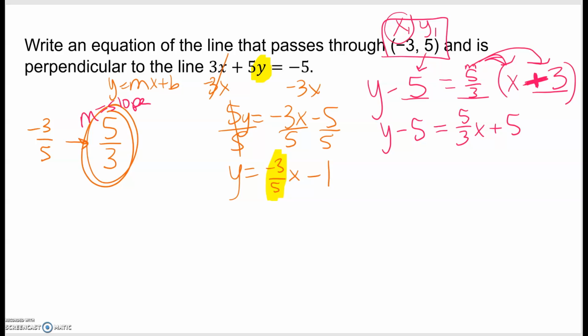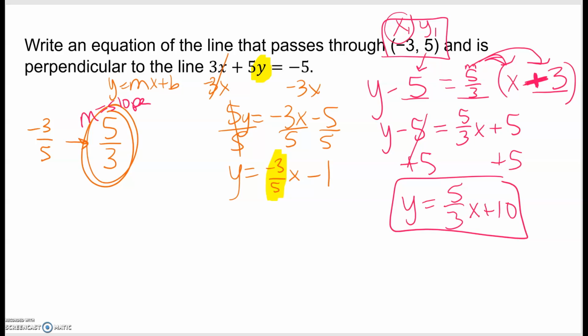Feel free to pause the video at any time if you want to work it out on your calculator or if you need to write something down. Then we're going to add 5 to both sides. So I get y = 5/3 x plus 10. There is your equation.